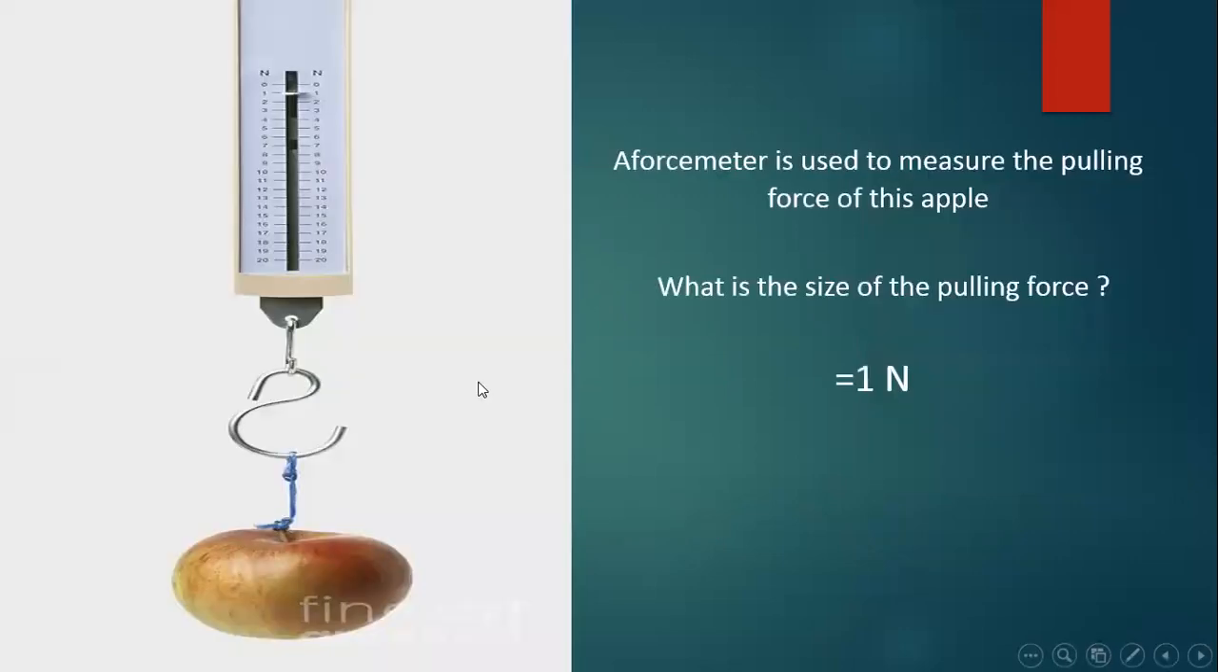Let's see an example. Here, if I want to know the size of the force needed to pull this apple, what should I do? I have to use a device. This device is called a force meter, to measure the pulling force of this apple. The answer will be 1 Newton. 1 is the number which appears on the device. Newton is the measuring unit. You have to write the measuring unit. Why? To know what I'm measuring.